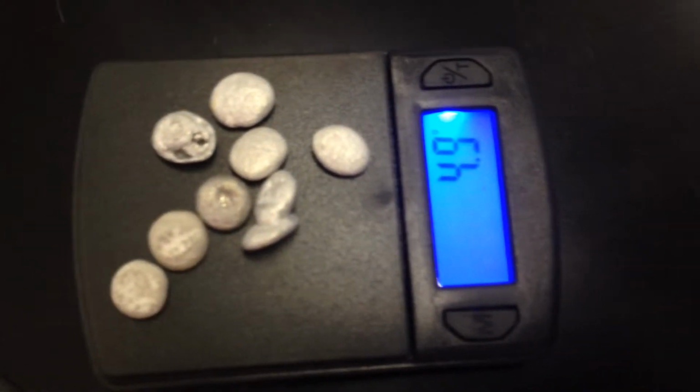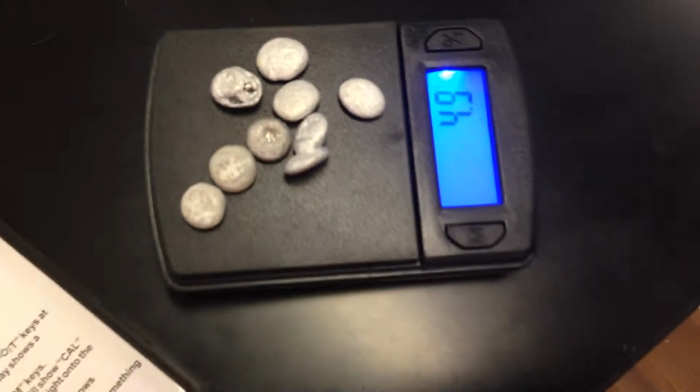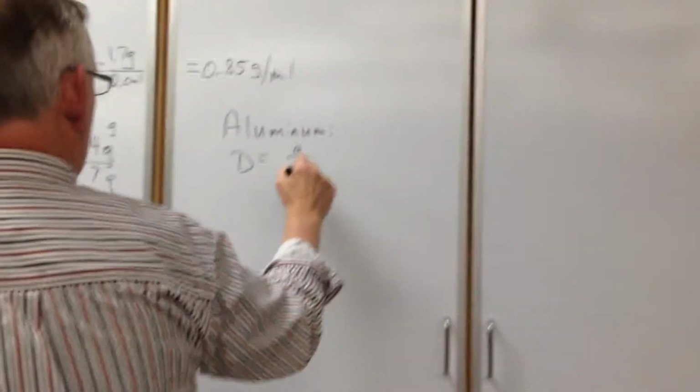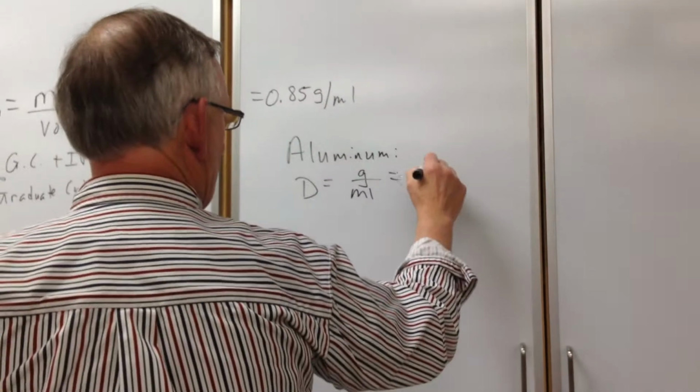So again, the mass does not matter, how much you put. All right, so we're going to have aluminum here as our next experiment. So again, we're doing density, which we know is grams per mil. So we now have 4.9 grams.